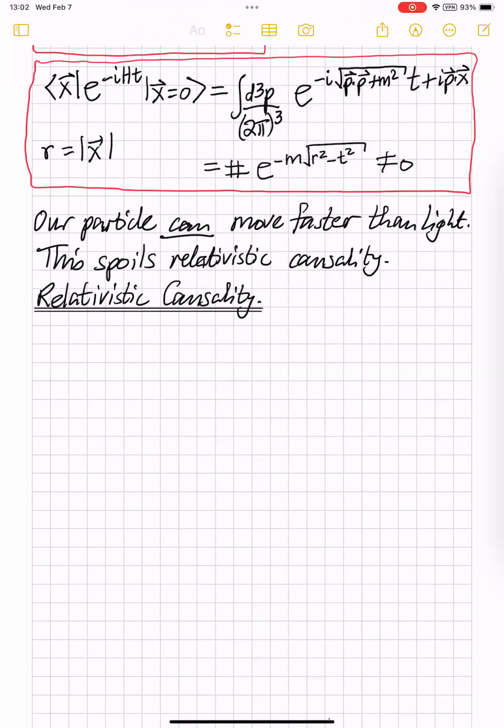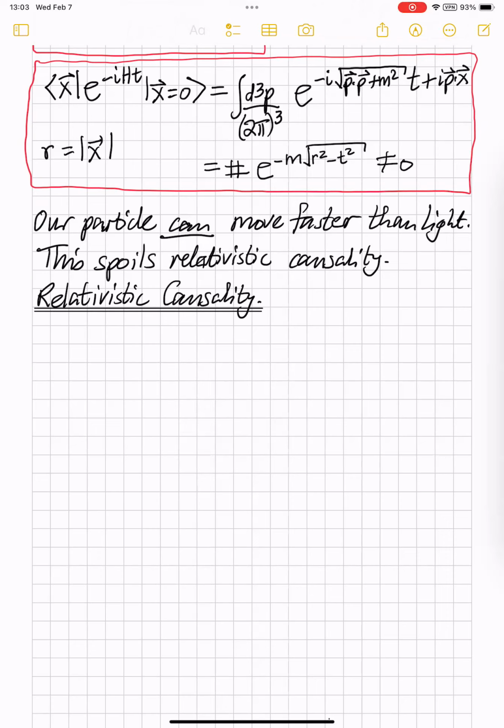Okay, so we've seen that our particles can move faster than light, and I've claimed that this is a problem because it spoils relativistic causality. That's what I'd like to explain now. So what is relativistic causality?